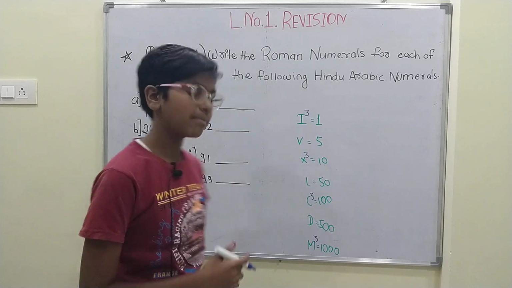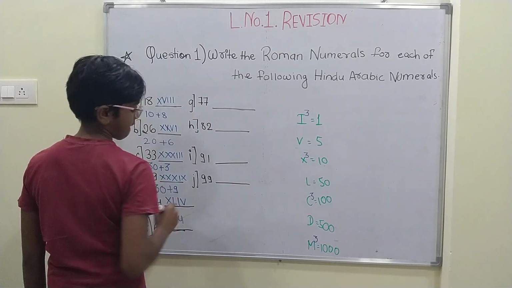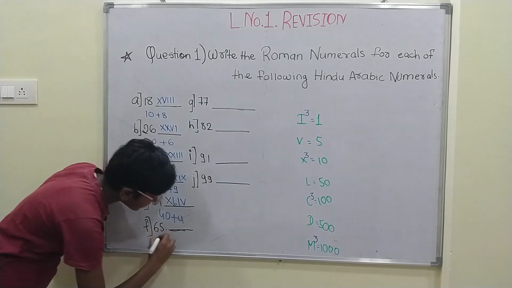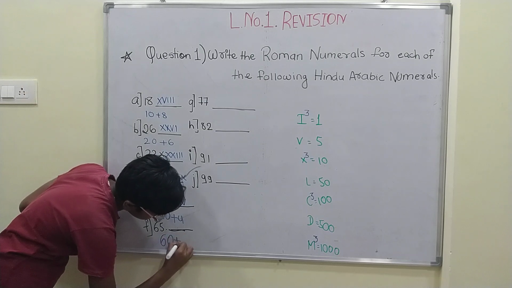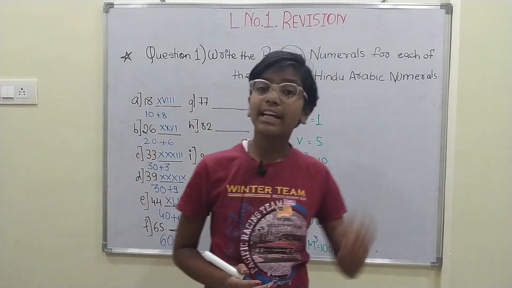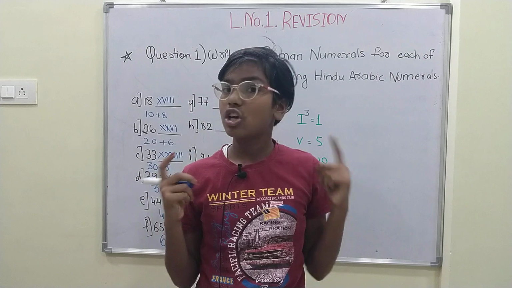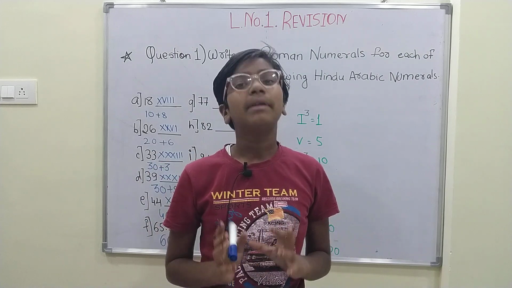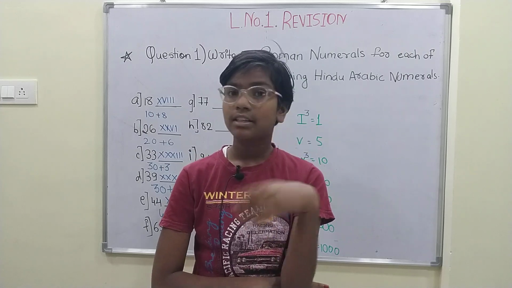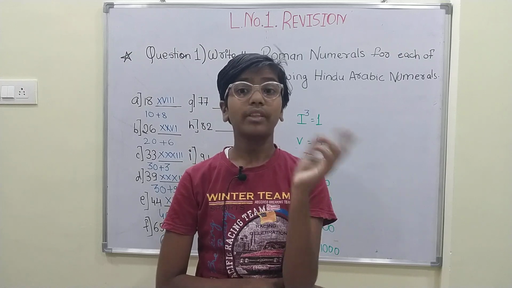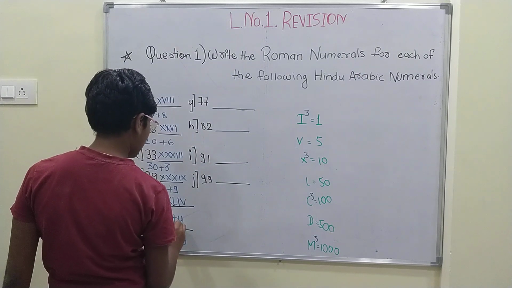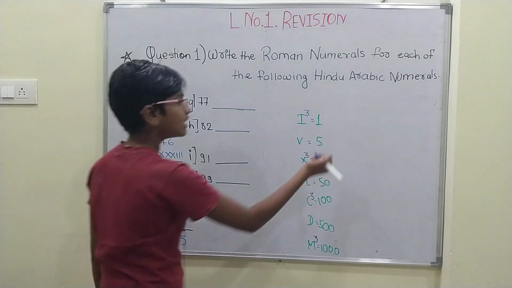And 4 means IV. Next, 65. For 65, I'll break it down as 60 plus 5. 60, how will I write 60? I don't know where it lies because I don't have a standard unit for it. But I know if I add 50 and 10, I am getting 60, and I am repeating the X one time, not more than 3 times. So it would be nothing but LX. So 60 would be LX and 5 would be nothing but V.